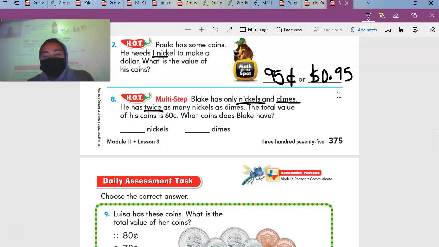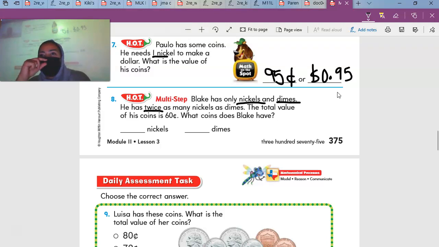So let's try a number of dimes smaller than 5. Amaria? You want to do 4? Okay, 4 dimes is 40 cents. And then if we do 2 times as many nickels, that means we're going to do 8 nickels. And 8 nickels is 5, 10, 15, 20, 25, 30, 35, 40. And then 40 plus 40 is 80 cents, and that's too much. Let's guess another number, smaller than 4, because we already know 4 is too much.